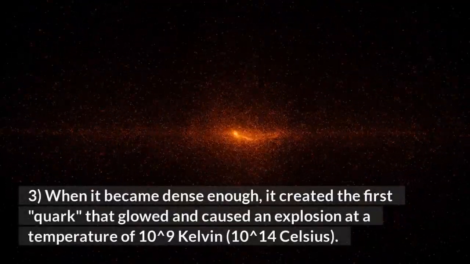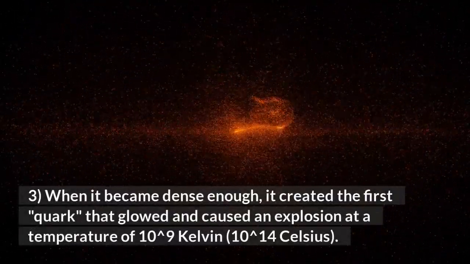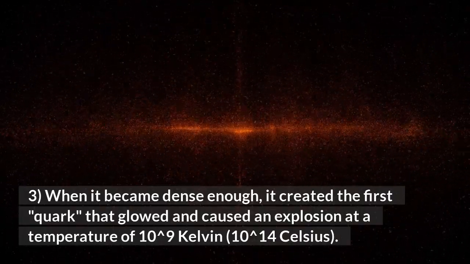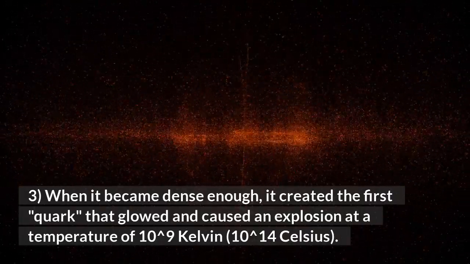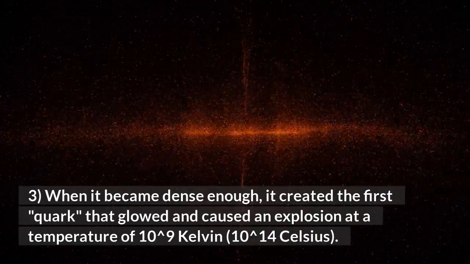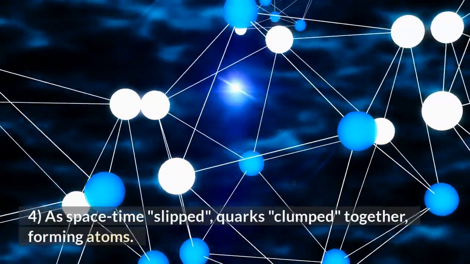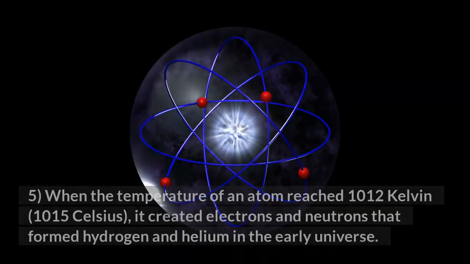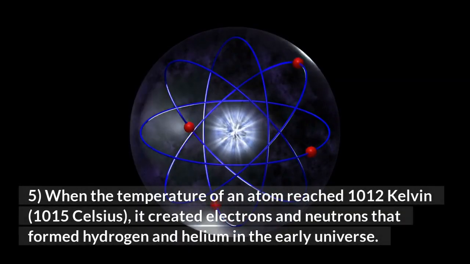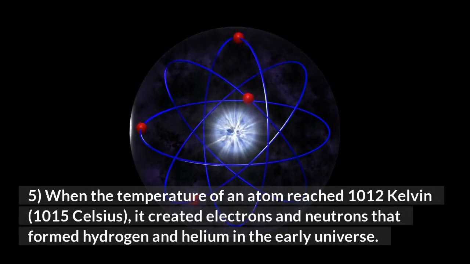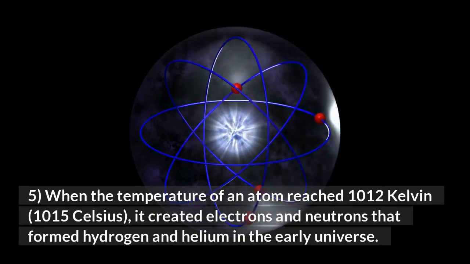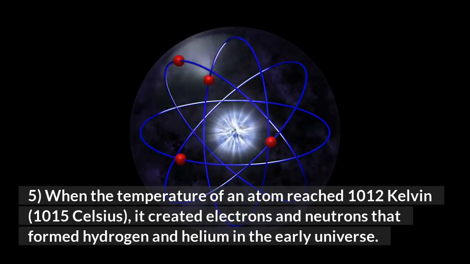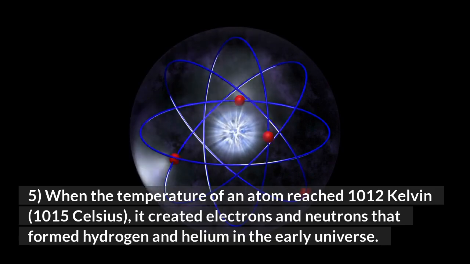3. When it became dense enough, it created the first quark that glowed and caused an explosion at a temperature of 10^9 Kelvin, 10^14 Celsius. 4. As spacetime slipped, quarks clumped together, forming atoms. 5. When the temperature of an atom reached 10^12 Kelvin, 10^15 Celsius, it created electrons and neutrons that formed hydrogen and helium in the early universe.